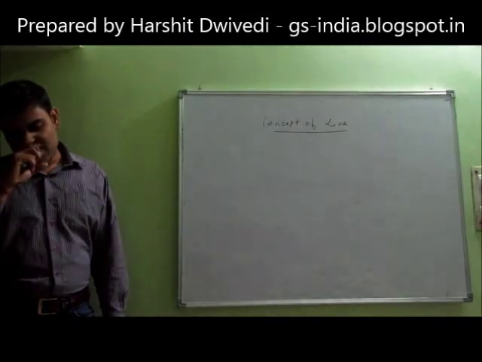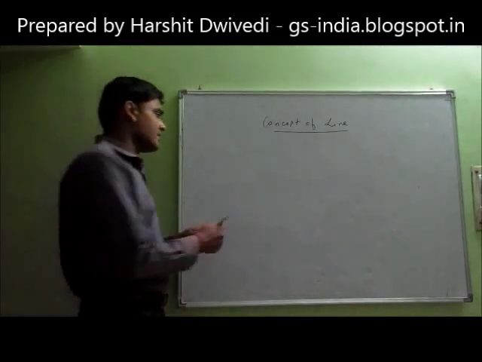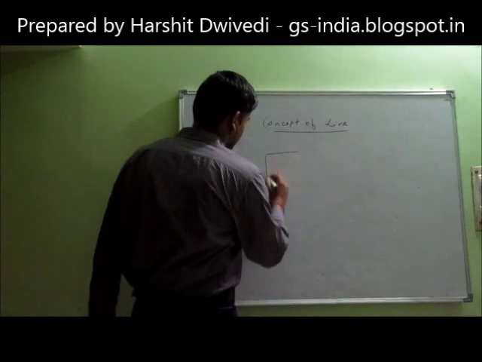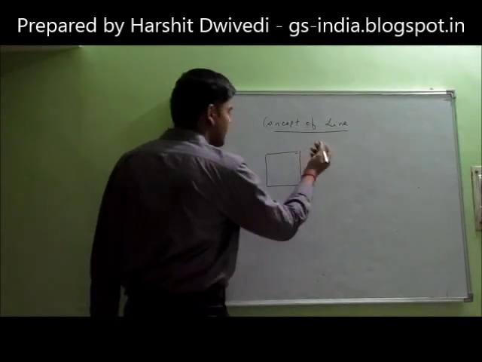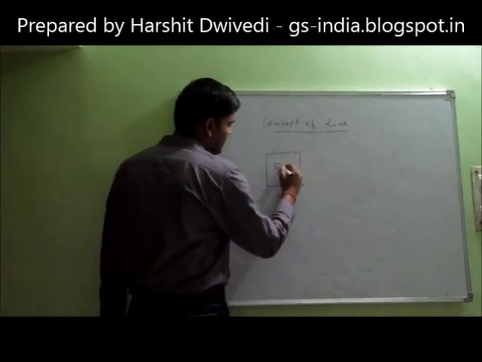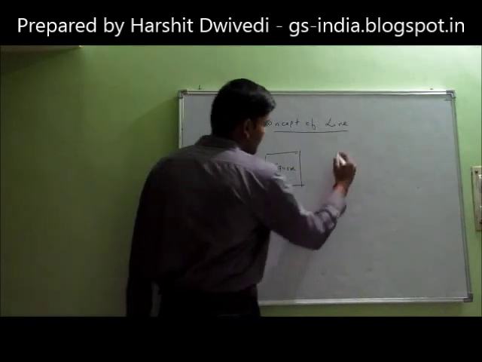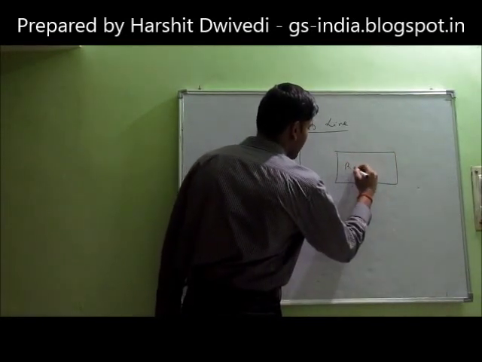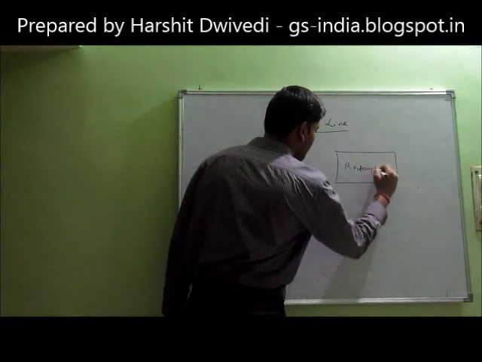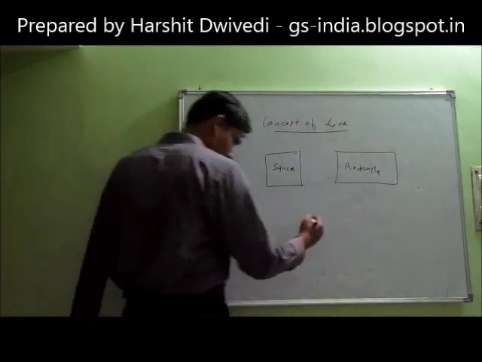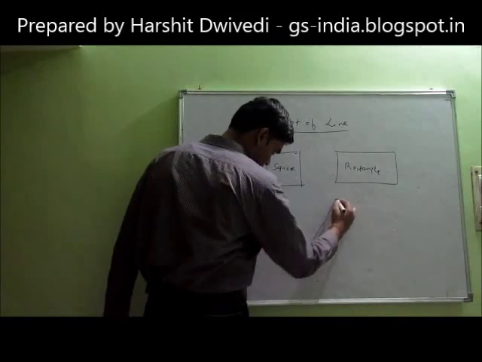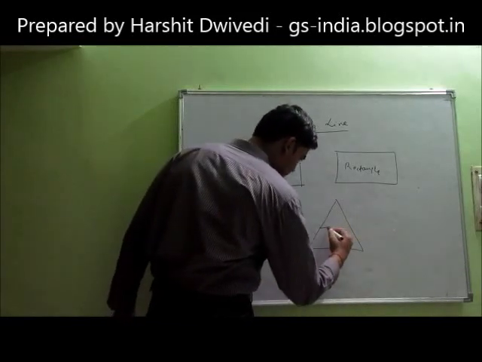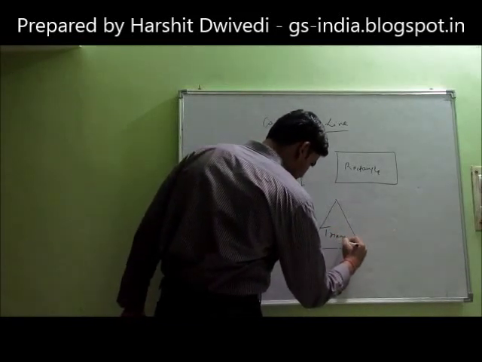Now suppose that we have a figure like this. What is this? This is a square. What is this? Rectangle. Next, what is this? Triangle.